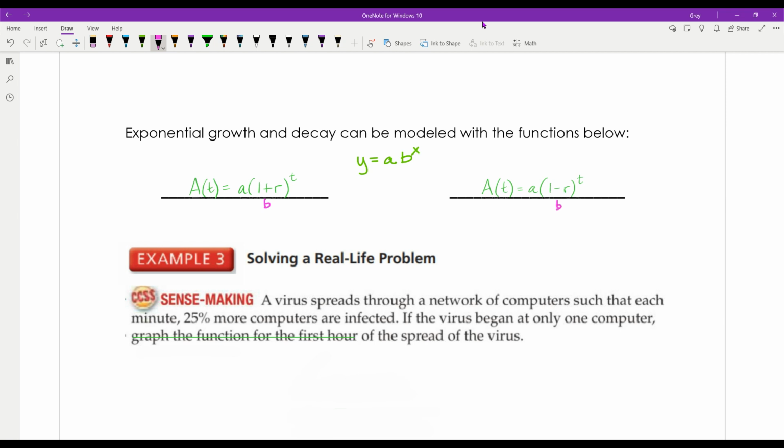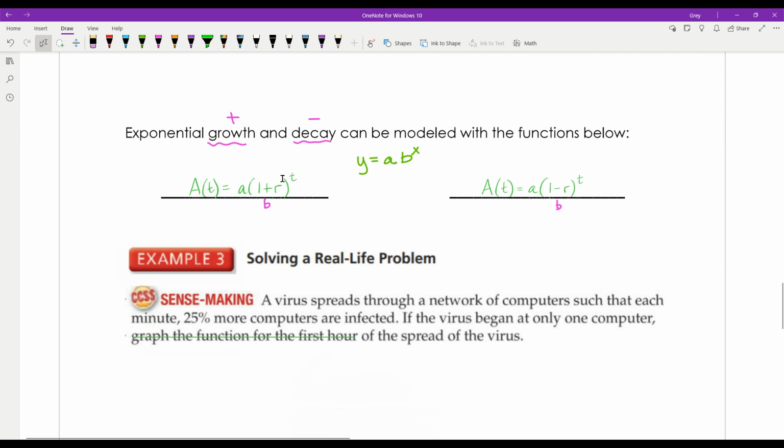But obviously, if you have growth, then you're adding the rate. And if you have decay, then you are subtracting the rate. That's the only difference in these two things, between this and this right here. And the rate is given to you in the problem, okay?